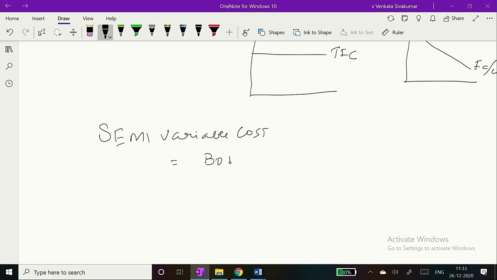Both per unit cost and total cost changes.